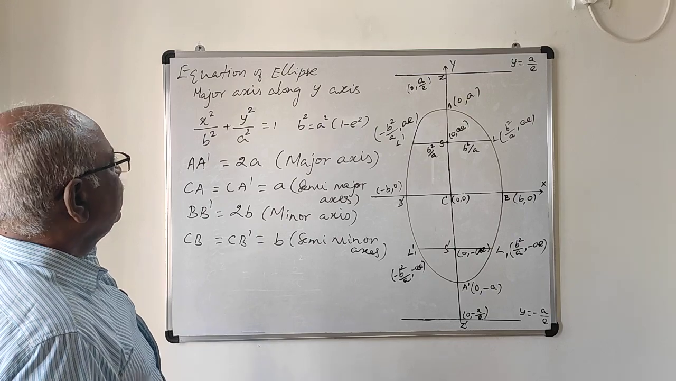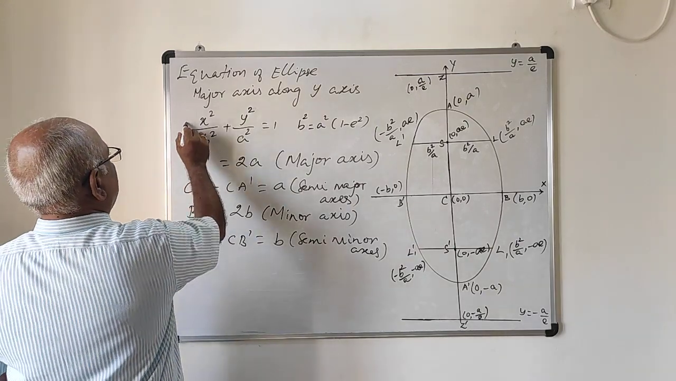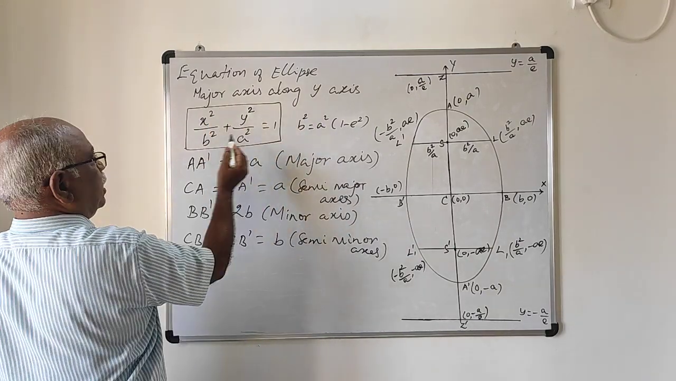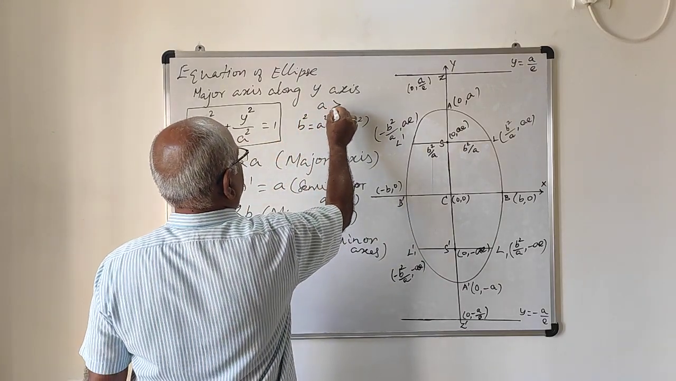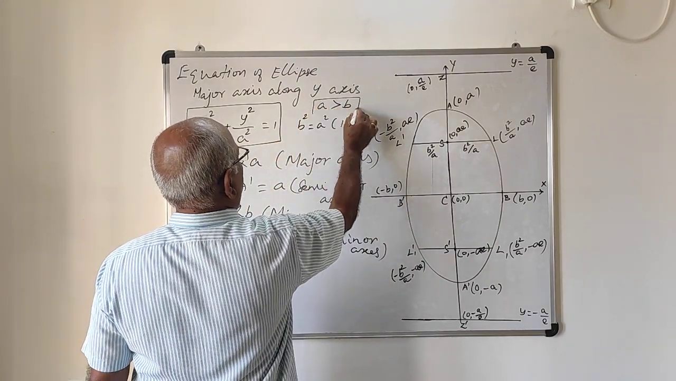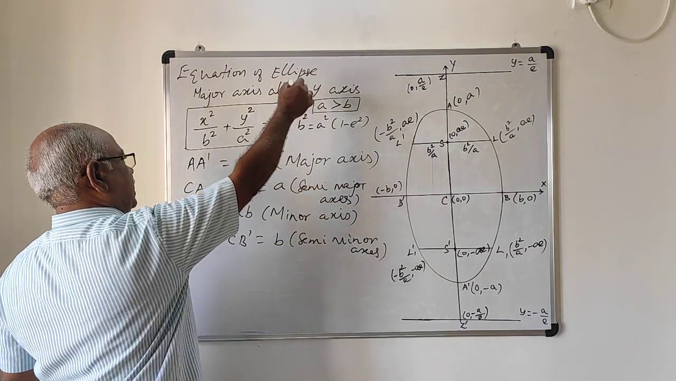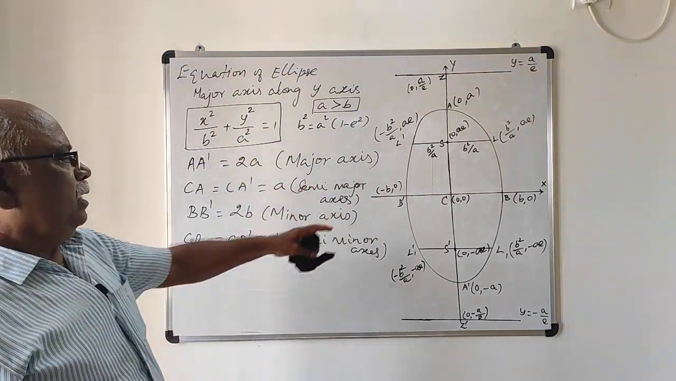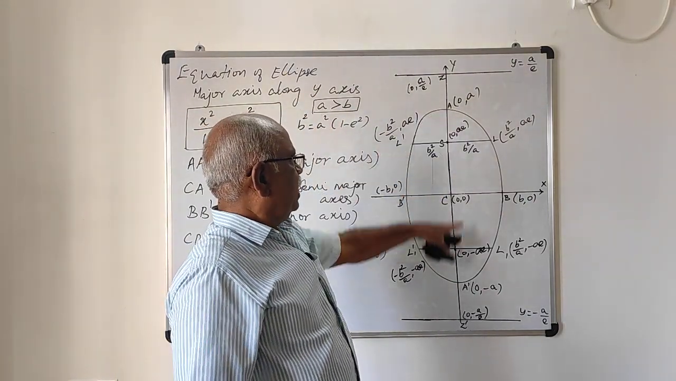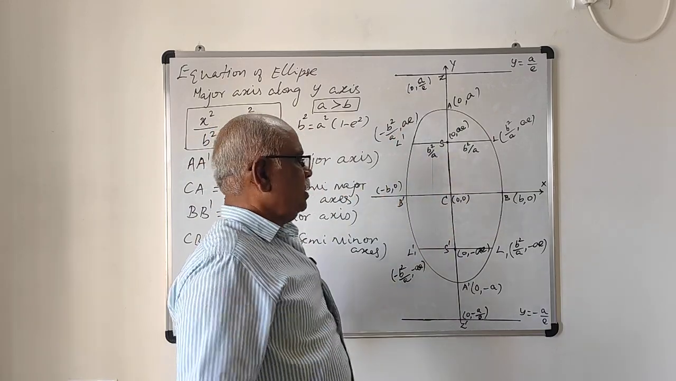Okay. The equation is x squared by b squared plus y squared by a squared equals 1. Here also a is greater than b. In this case also the major axis is along the y-axis, since a is greater than b. AA' is 2a, BB' is 2b.